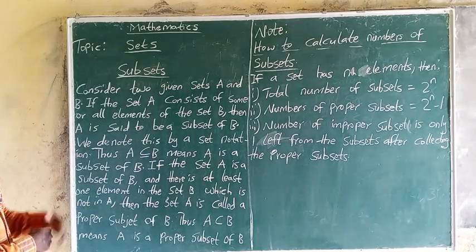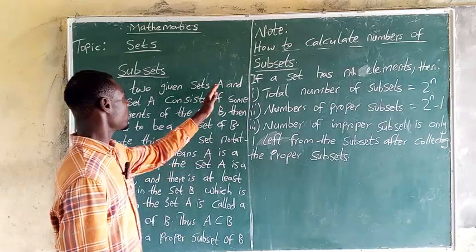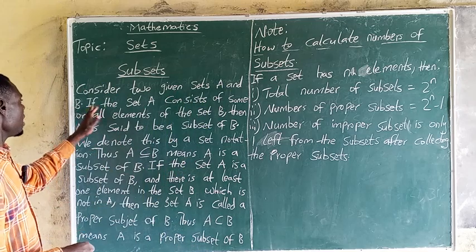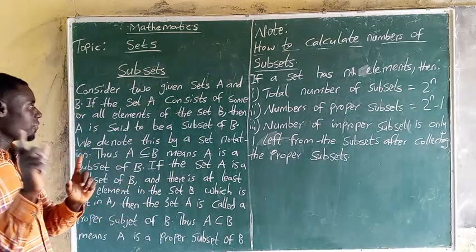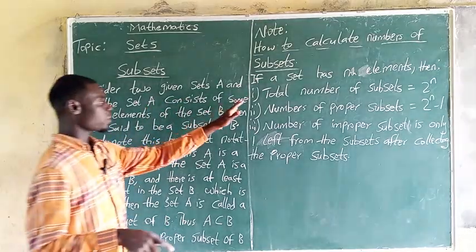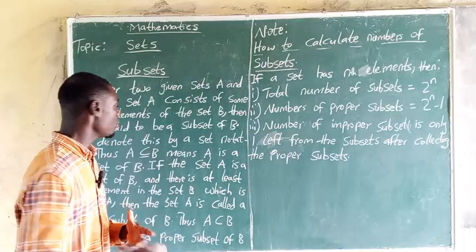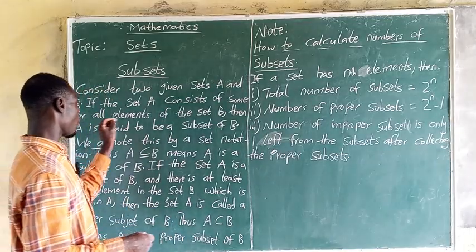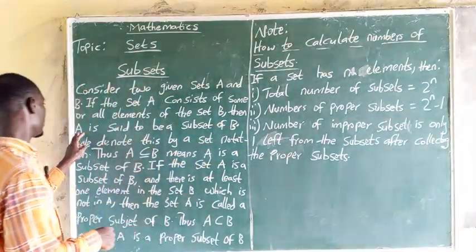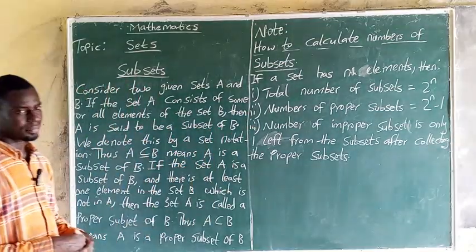Now, let's consider two given sets, A and B. If the set A consists of some or all elements of the set B, I've already told you what an element is, then A is said to be a subset of B.